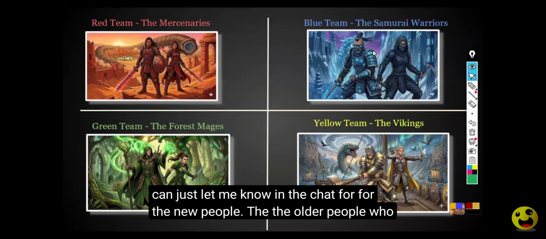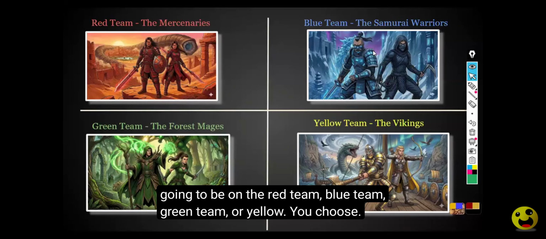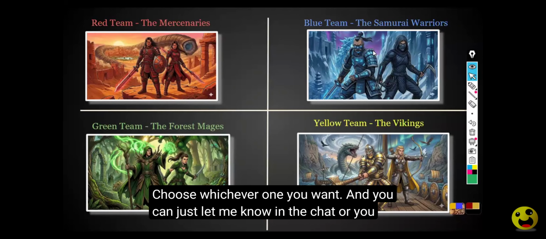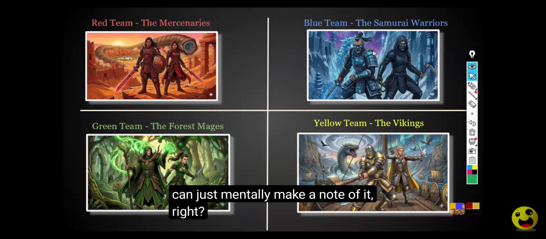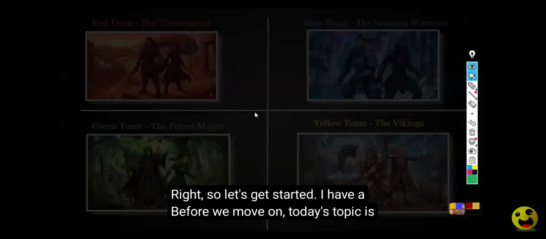For the new people, the older people who were here since last week already chose a team. You're either going to be on the red team, blue team, green team, or yellow. You choose whichever one you want, and you can just let me know in the chat, or you can mentally make a note of it, right? Right, so let's get started.